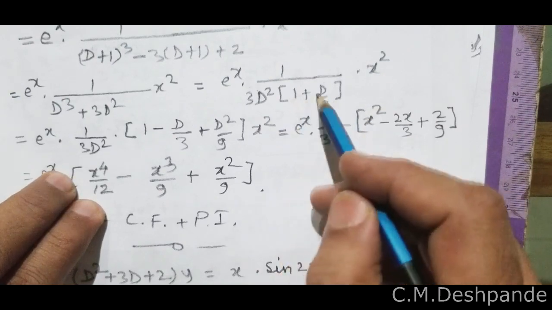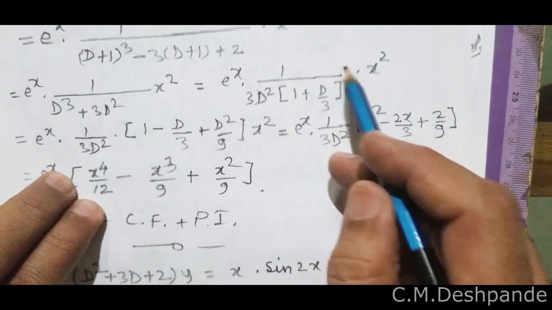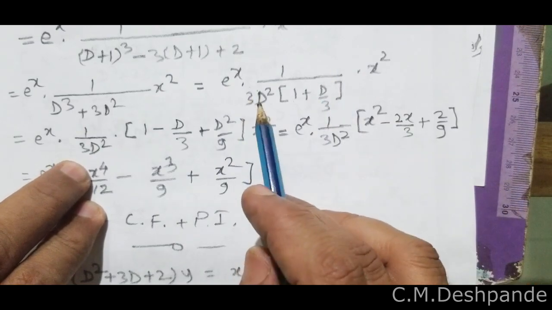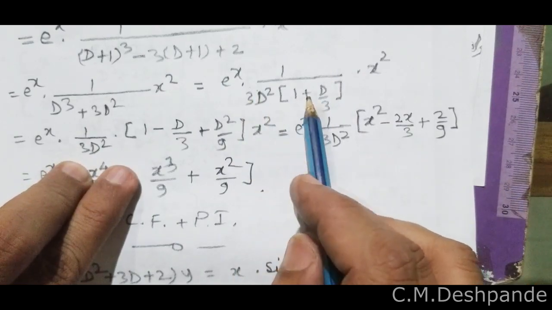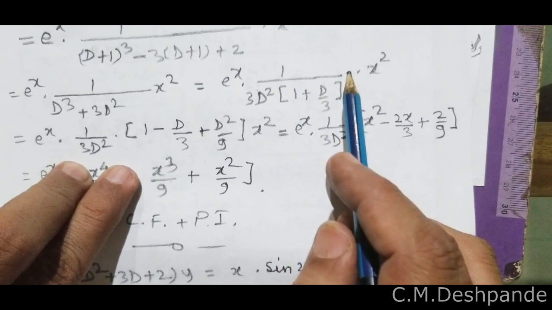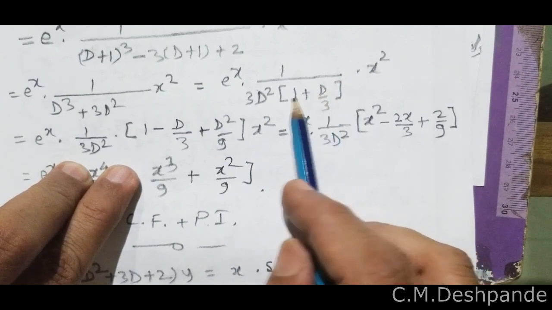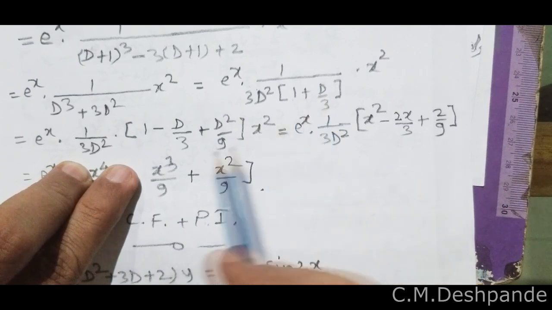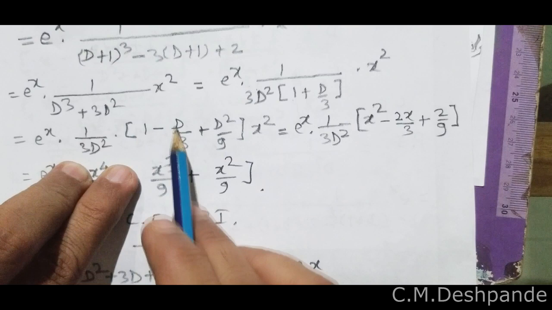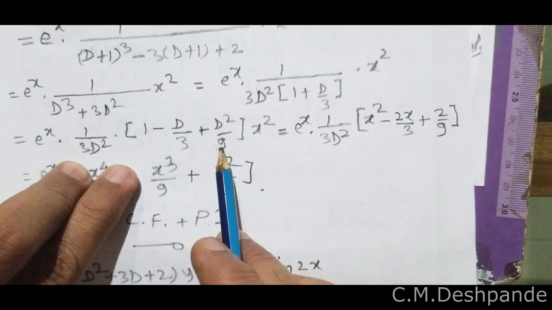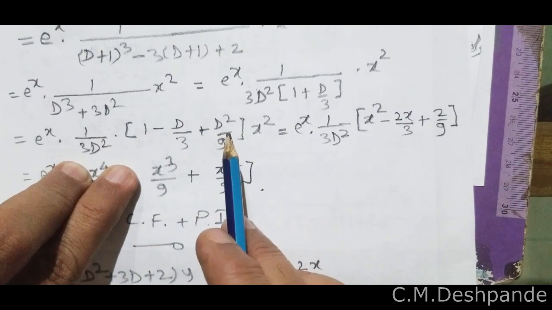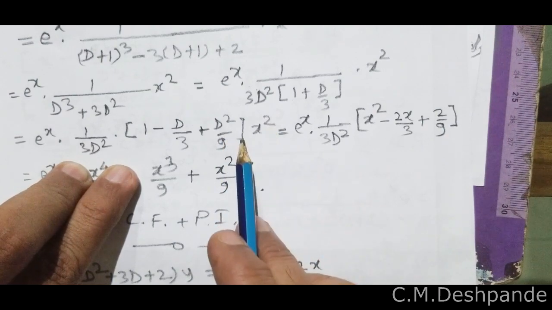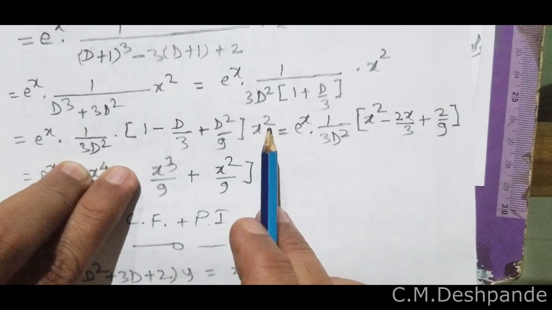Now this factor 1 plus d by 3 taken to numerator becomes raised to minus 1. Keeping 1 upon 3d square as it is, (1 plus d by 3) whole raised to minus 1, and expand by using standard formula (1 plus theta) raised to minus 1. So that expansion is 1 minus d by 3 plus d square by 9, and stop expansion at d square because we operate on x square. And then operate now all terms separately on x square.